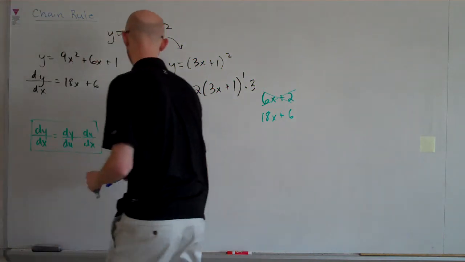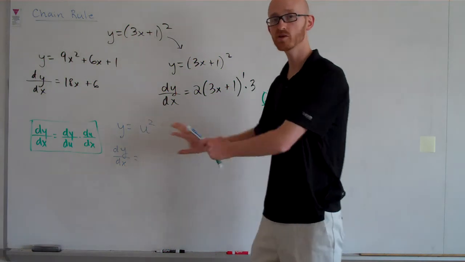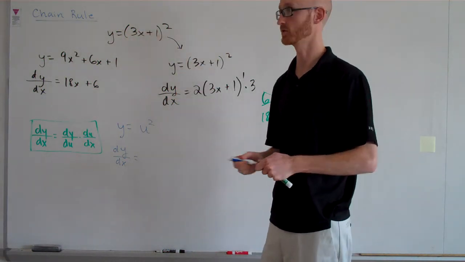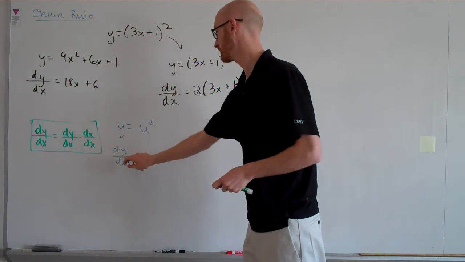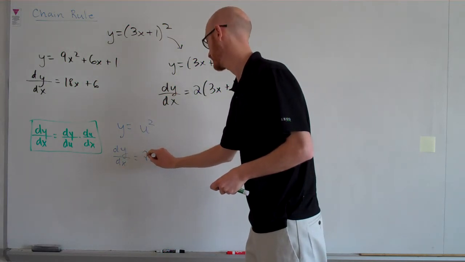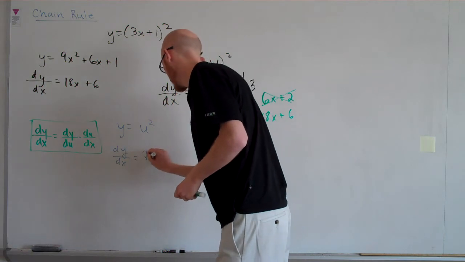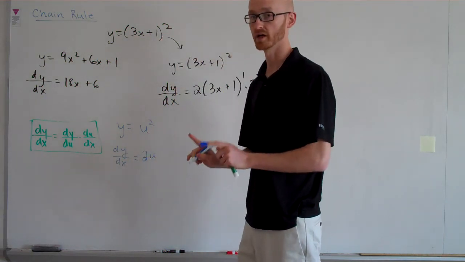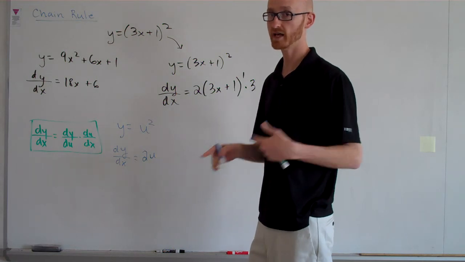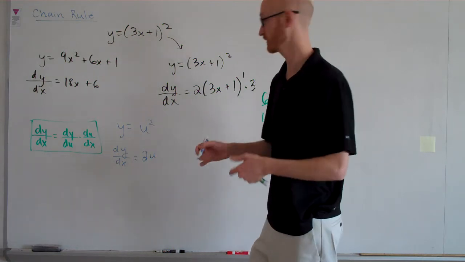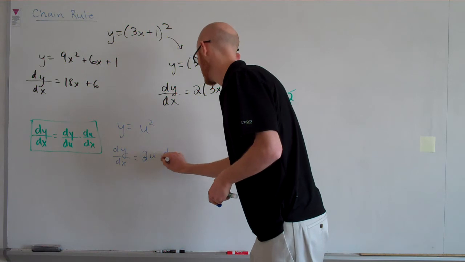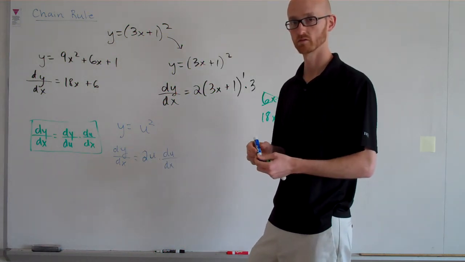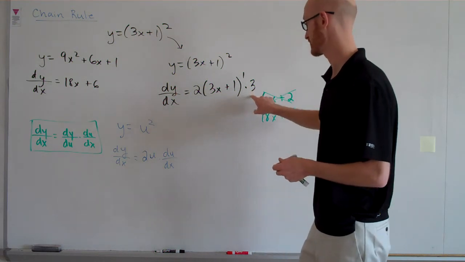In this particular problem, u squared, I put a u in there saying, you know what, I don't want to deal with this 3x plus 1, I just want to kind of ignore it. The derivative of y with respect to x, you'd think, oh, that's just 2u. But we've entirely ignored the fact that u might have x as part of its calculation. So we now need to multiply this by du dx. And that's where this 3 came in.